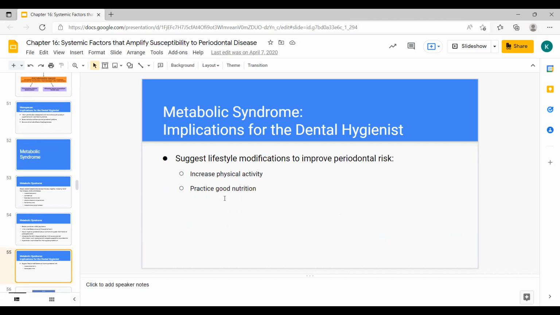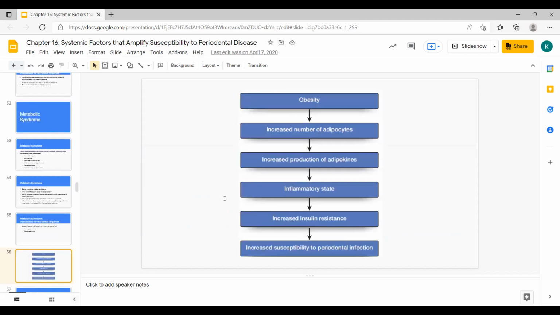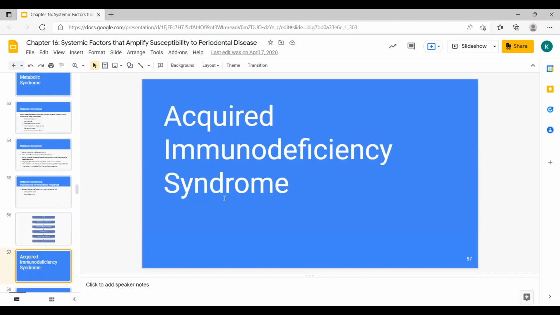Metabolic syndrome implications for the dental hygienist. We want to encourage patients to eat better and exercise. Okay. This just talks about obesity and how it's related to periodontal infection. It's also a lot of other things, like home care is a little harder. It's harder for the hygienist to reach a lot of areas if your patient's really heavy, just because it's hard to get angulation because sometimes their chest is so high that your arm doesn't really have anywhere to go.